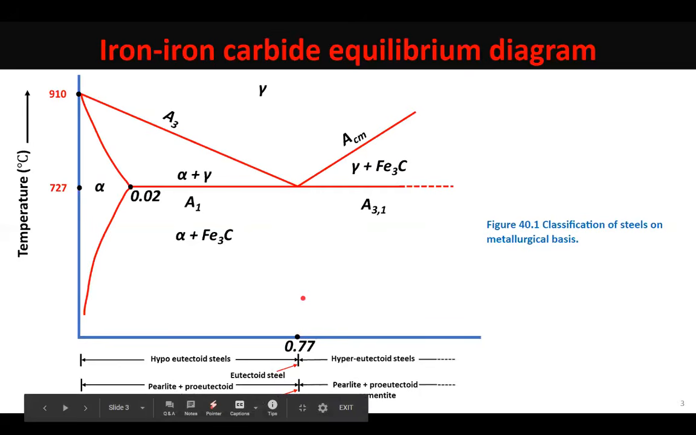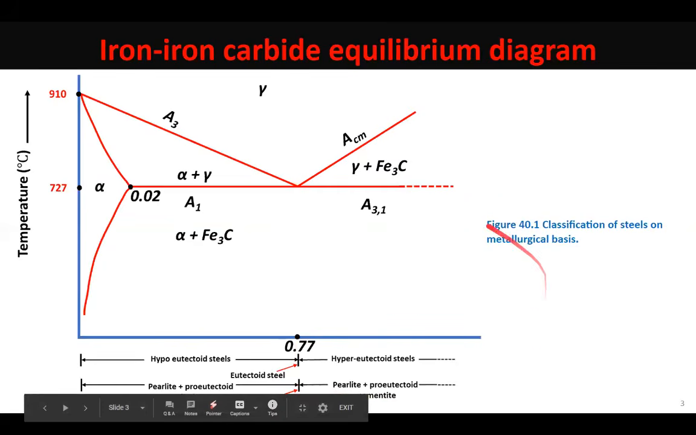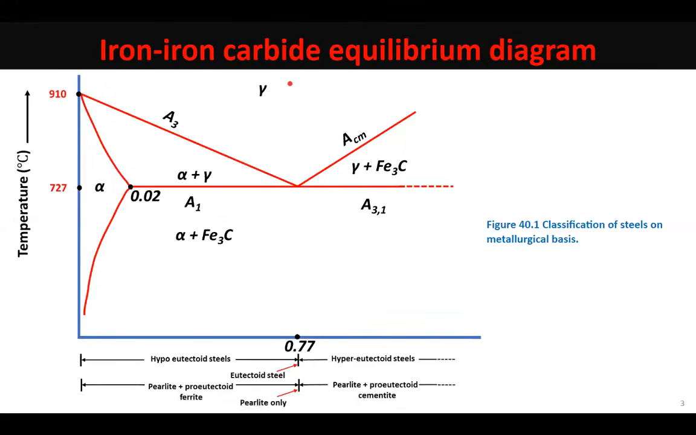The next big question, what would be the room temperature microstructure of the steel? Practically, the room temperature microstructure of a eutectoid steel will comprise of only perlite, as I have written at the bottom portion of this diagram. So eutectoid steel comprises of perlite only.